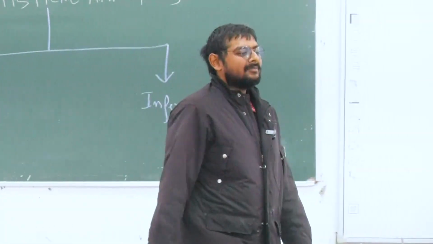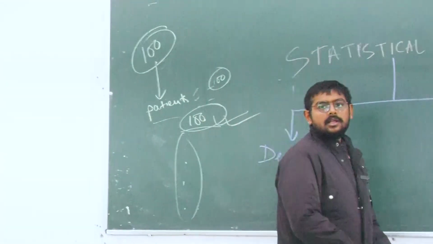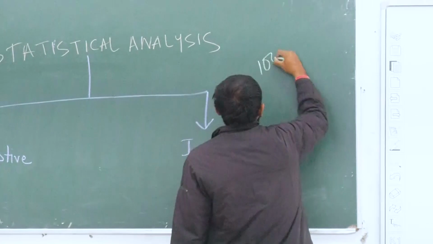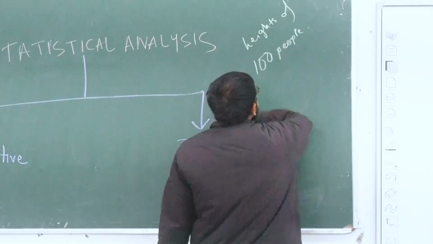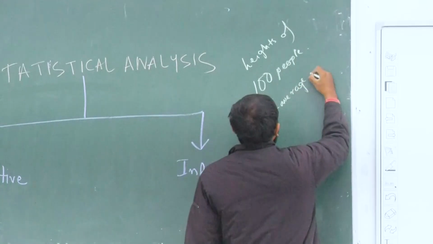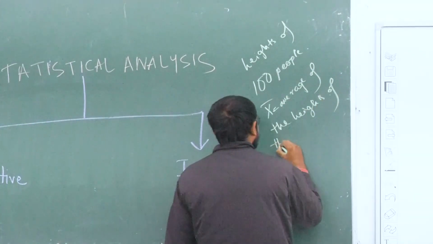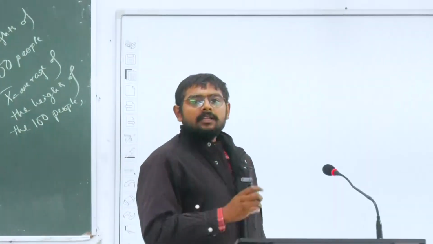I cannot generalize the results for the whole population, right? I have heights of 100 people. If I find the mean of the heights of the 100 people, then that number only describes the height of the 100 people.